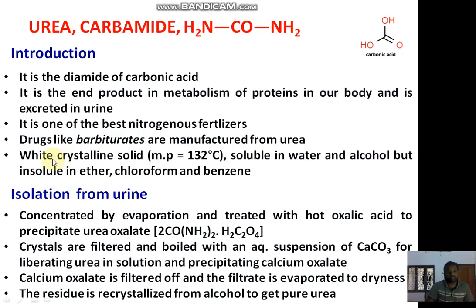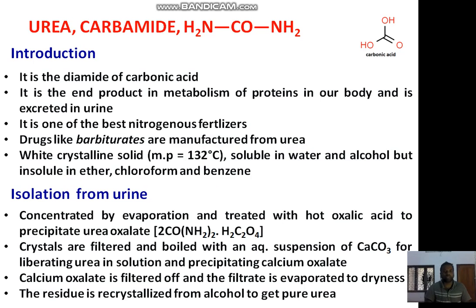It is a white crystalline solid having a melting point of 132 degrees centigrade. It is soluble in water and alcohol, but it is insoluble in ether, chloroform and benzene. Now we will see how the isolation of urea from urine is carried out.